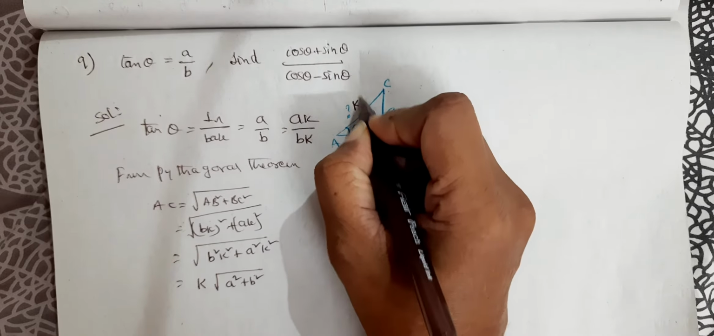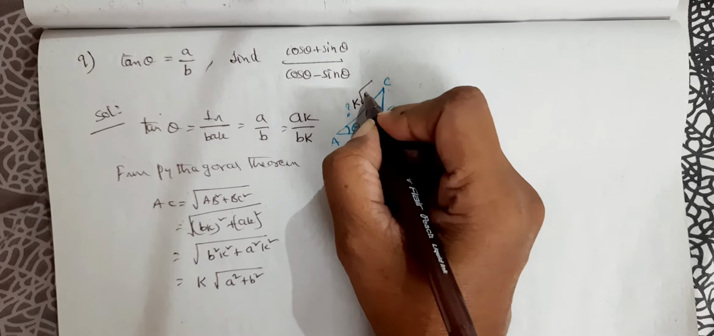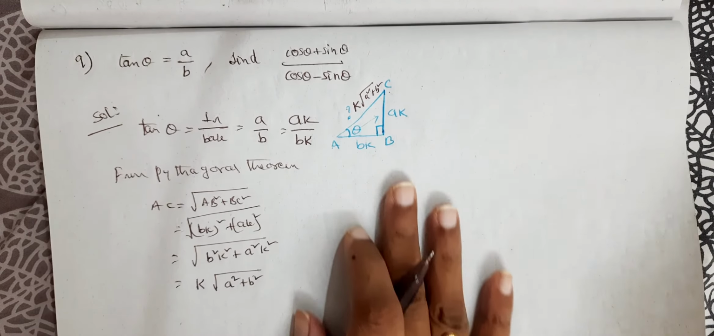Now what is AC value? K times of A square plus B square. Now we know all the three sides of the given triangle.